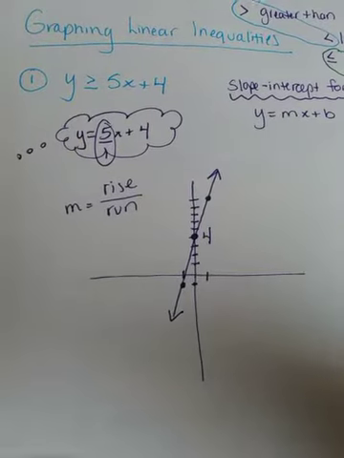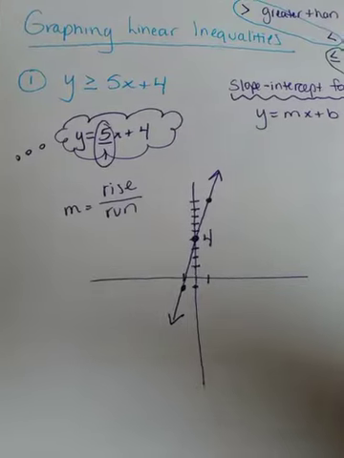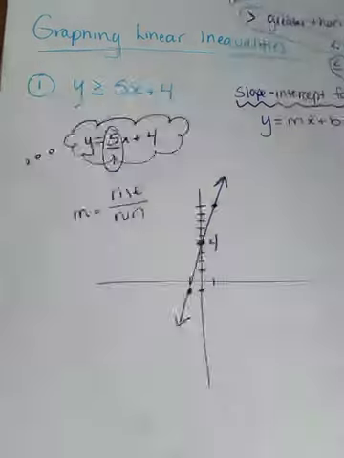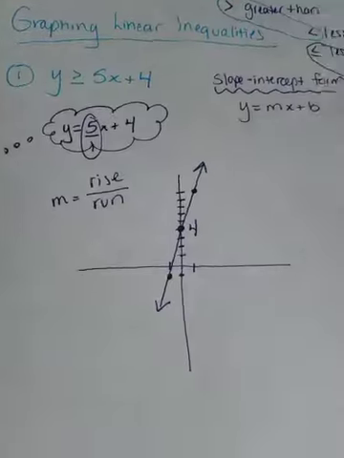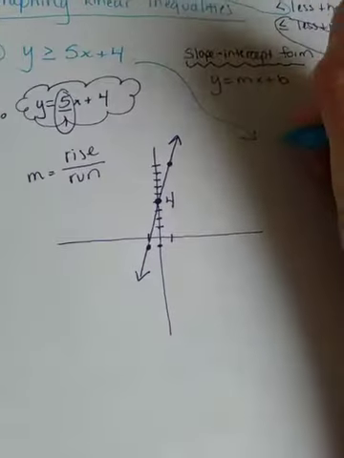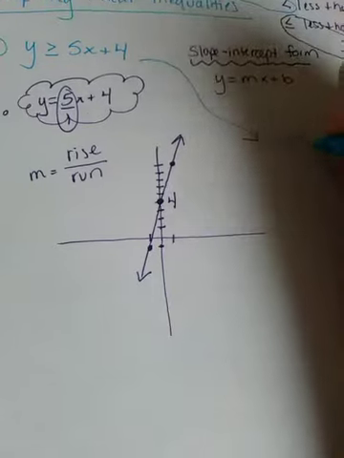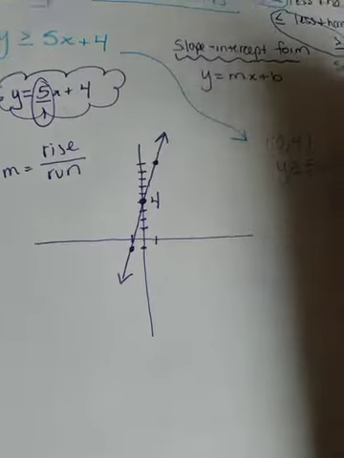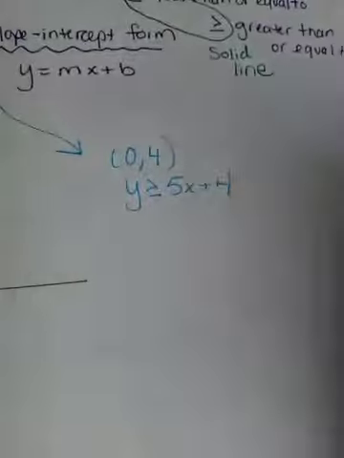But a solid line means that any point on that line would be a solution to the original inequality. So let's take this point, (0, 4), just to show you something. I'm taking the point (0, 4), and I'm showing you that it would be a true statement if I put 0 in for x and 4 in for y in the original inequality.